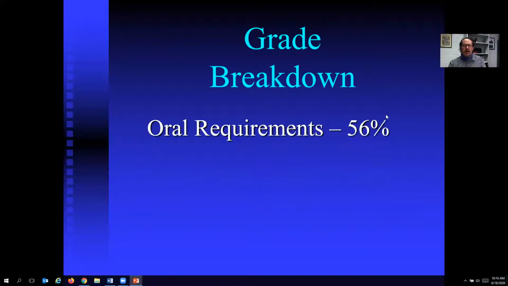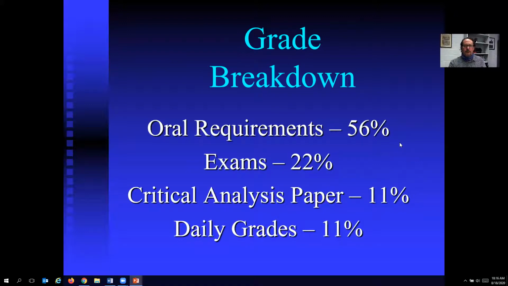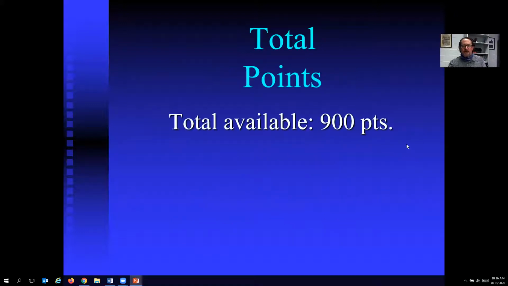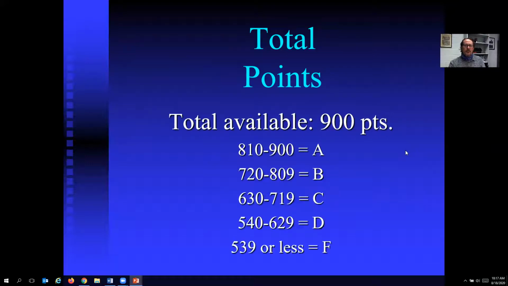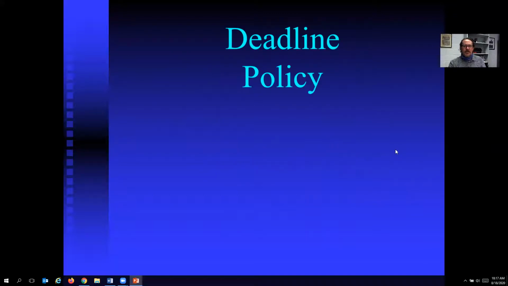So the grade breakdown: the speeches are 56% of your grade. The exams are 22% of your grade. The paper is 11%, and all of the daily grade things add up to 11% of your grade as well. So there's a total of 900 points available in the class. At the end of the semester, I'll take your point total and divide it by 900, and that will be your final average. And I do not have extra credit built into the system, so just be aware of that as we move forward through the semester.